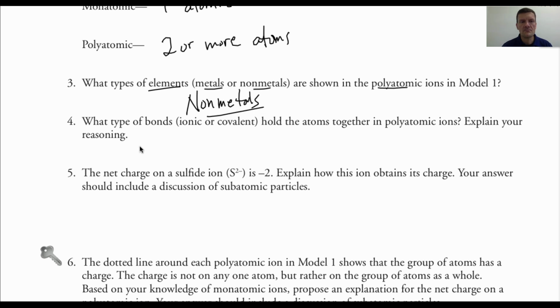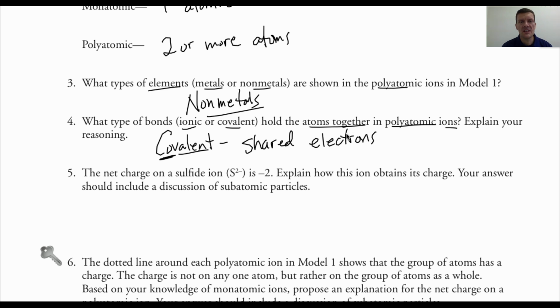Okay? What type of bonds, ionic or covalent, hold the atoms together in polyatomic ions? Those would be called covalent. We haven't talked about that yet. Covalent just means co, it means with, and valent, that means the valence electrons. Those outermost electrons are being shared, one atom with another atom. So these are shared electrons, and that is what is bonding the atoms together.